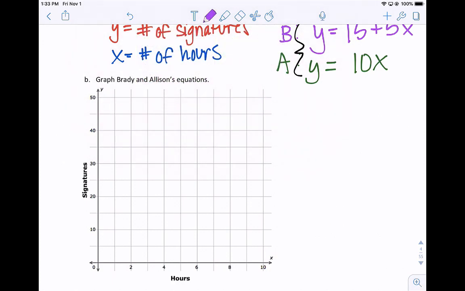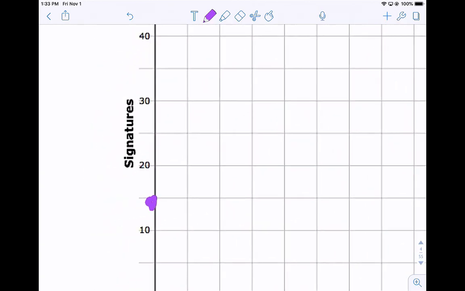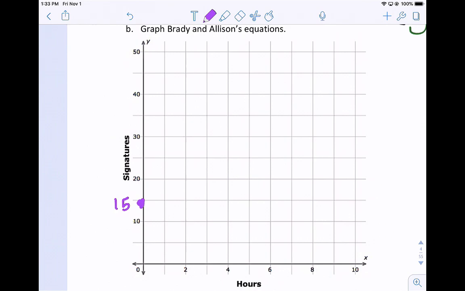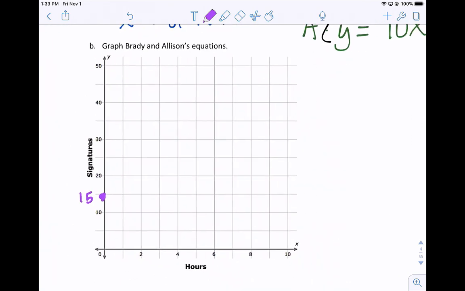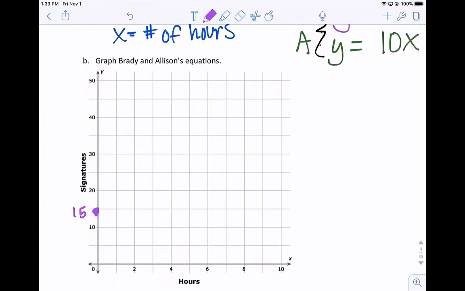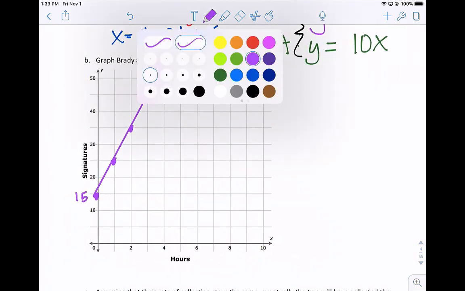His y-intercept was 15, and he goes up 5 every hour, which means that every 2 hours he goes up 10. Okay, so let me think. This was 15. Okay, so if we're graphing this, we're going up 10 every hour. So 5, 10 over 1. Okay, so here is what Brady's line would look like. His linear function.